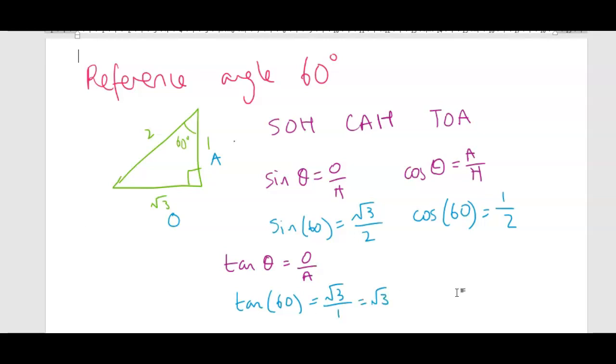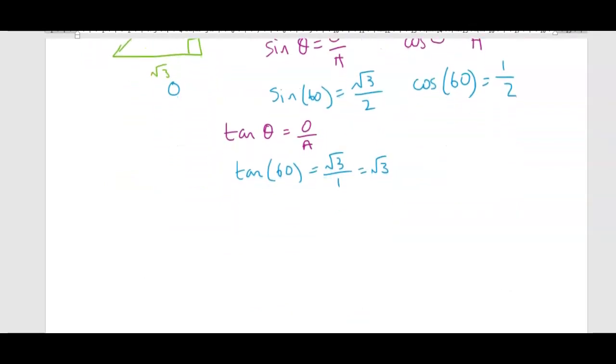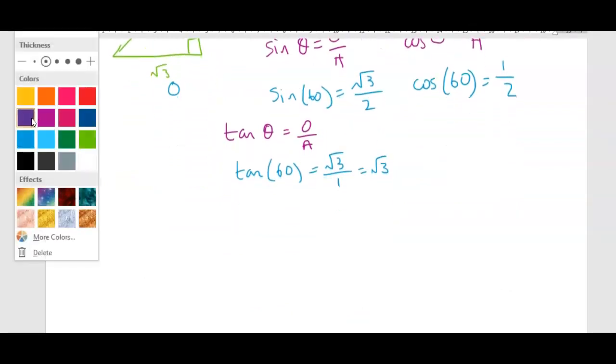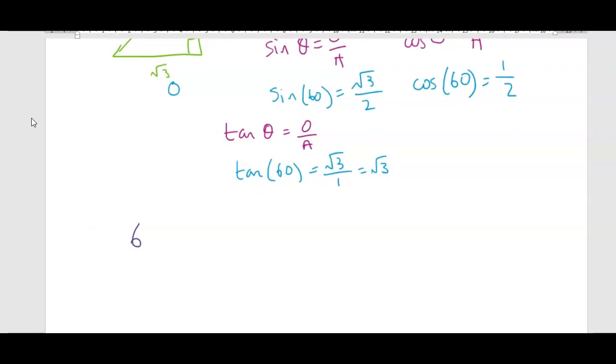Now, converting 60 degrees into radians. We multiply it by pi on 180. So we have 60 pi on 180 equals pi on 3. So you can replace all these 60 degrees with pi on 3 and you get the same thing.